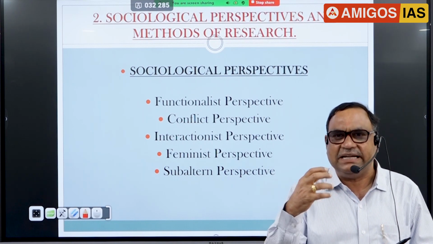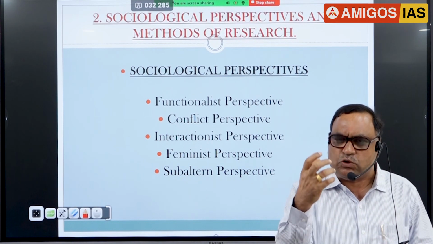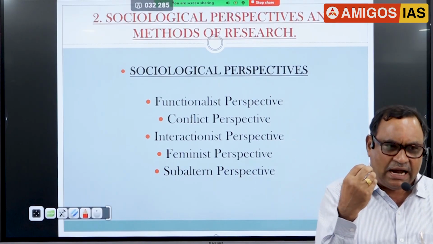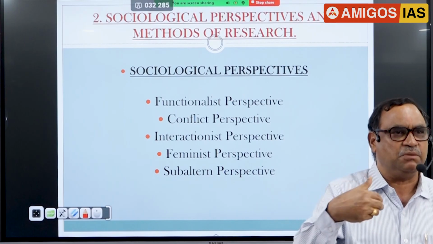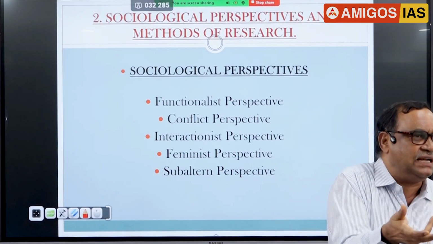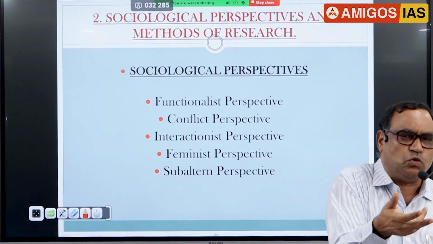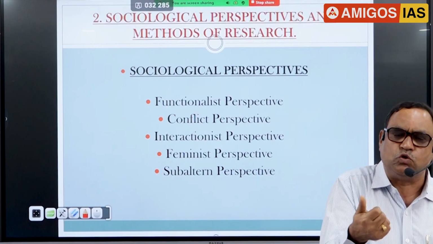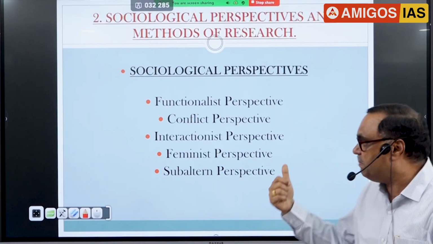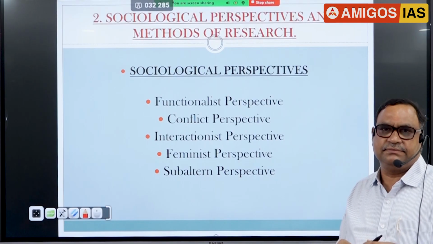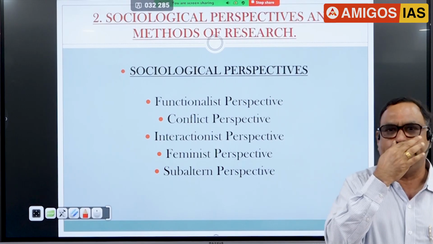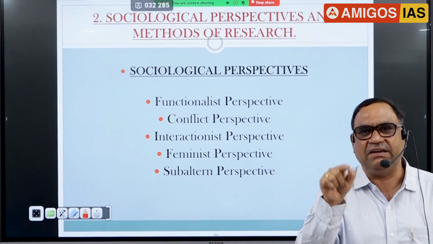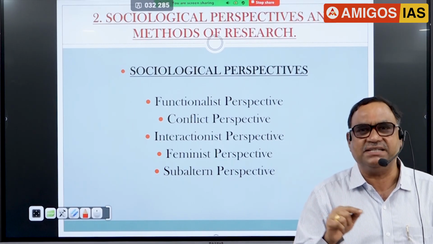So, all these perspectives try to understand the social reality in a different way. Ultimately, we need to understand the reality. So, social reality could be understood by using different perspectives. Of course, I will discuss these perspectives later. Again, let me give you one example. Take Indian society.